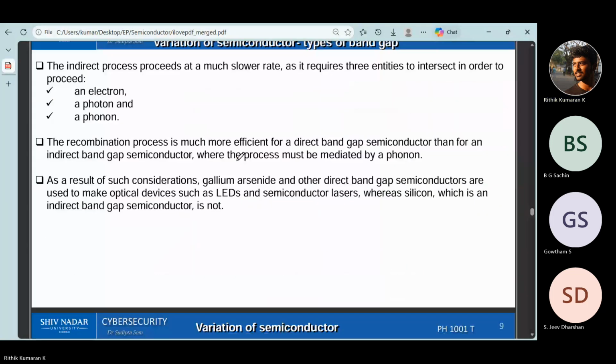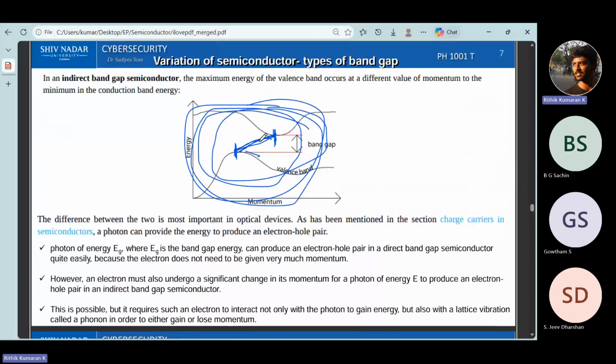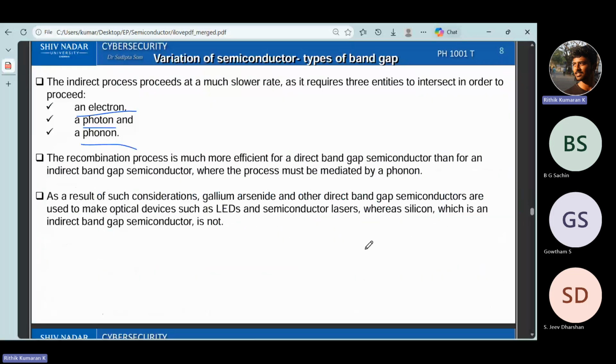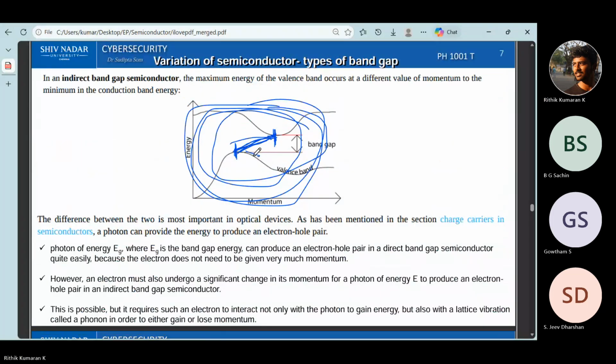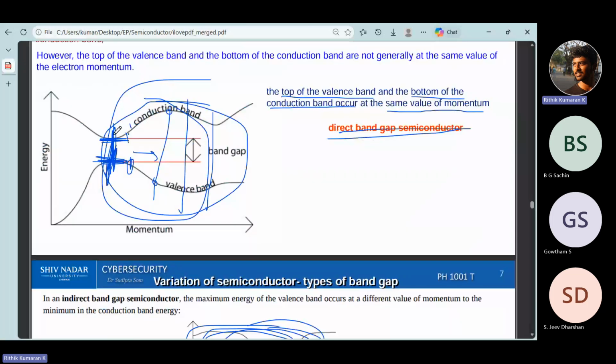Also in the indirect band gap, it is pretty hard to attain the situation. Why? Because three things: the electron, the photon, the phonon, all three should intersect at the same momentum, and all three should be there, which is a very rare scenario, right? So that is why this thing in the case of an indirect band gap occurs at a much slower rate. Whereas in a direct band gap, no need. It can just make a vertical drop, and a photon would be released. It's pretty fast.